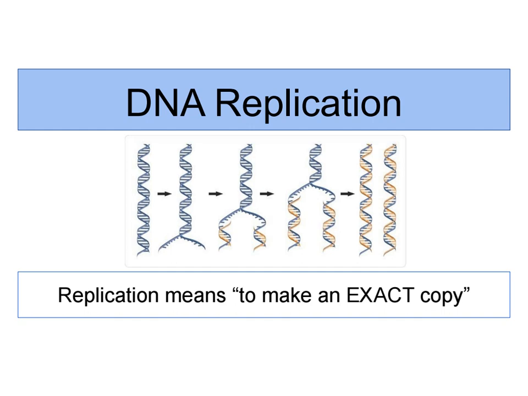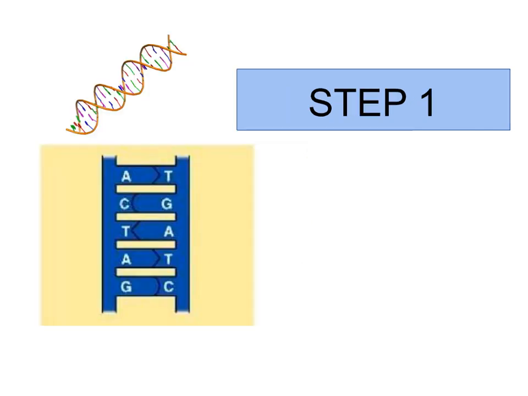A cell needs to replicate its DNA because when it goes through mitosis or cell division, there will be two cells. So we will need to have DNA for cell number 1 as well as DNA for cell number 2, and those two pieces of DNA need to be exactly the same.